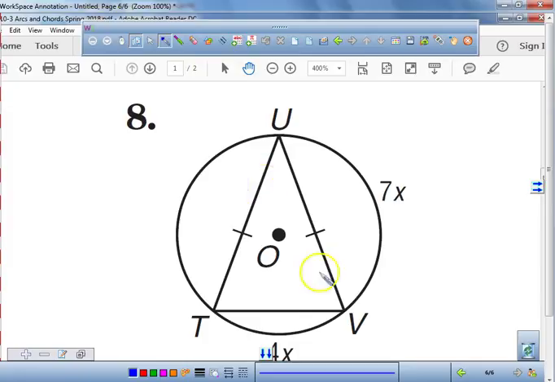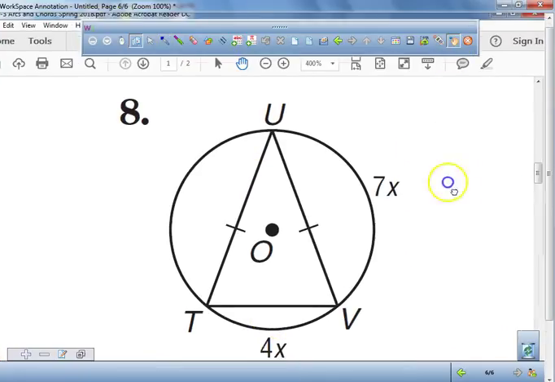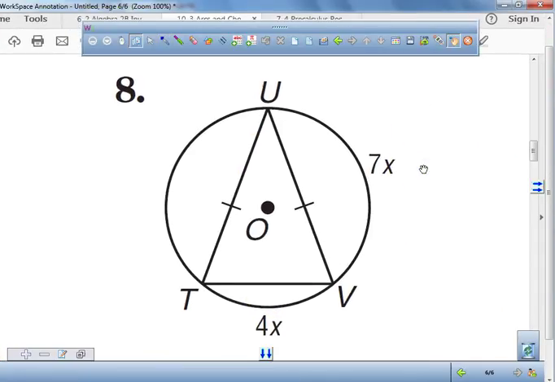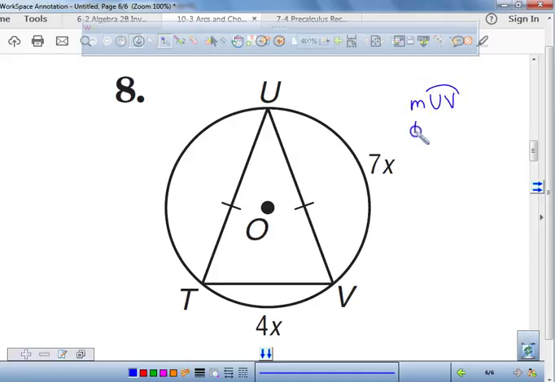Over here, how many arcs are we solving for right here? How many arcs? 3. So here are your arcs. You have the measure of UV, you have the measure of UT, and you have the measure of TV. Now, why do you think I put 2 of them in blue? Or isosceles. Yes, good job. Awesome. Yes, we have an isosceles triangle in here.